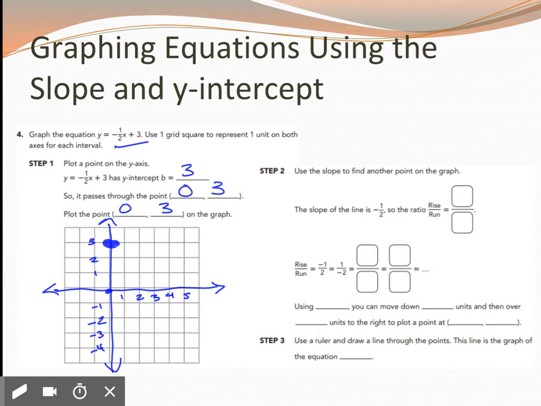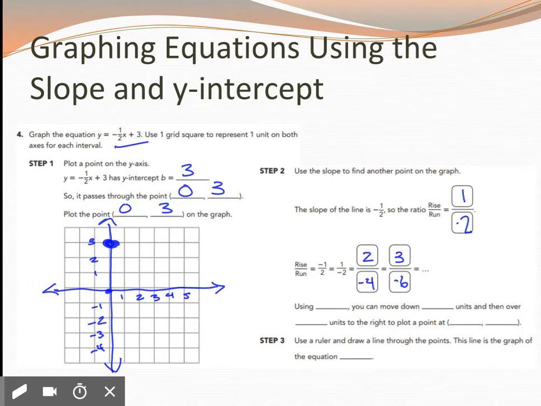Okay, so now I use the slope to find another point on the graph. Because the slope of the line is negative 1/2, the ratio of rise over run is 1 over negative 2, or negative 1 over 2. It doesn't matter. You could go either way. So I want to make some equivalent fractions here. Negative 1/2, I can multiply by 2 and get 2 over negative 4, or 3 over negative 6. So what that means now is I can find a new point.